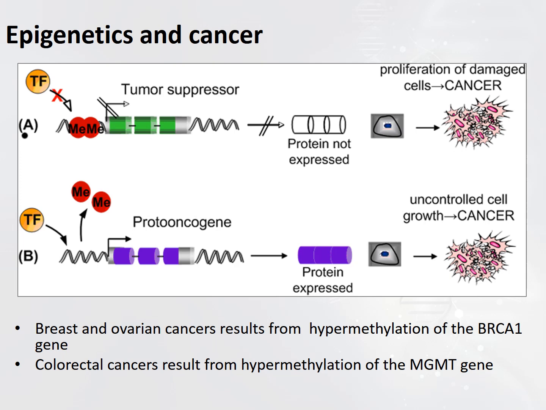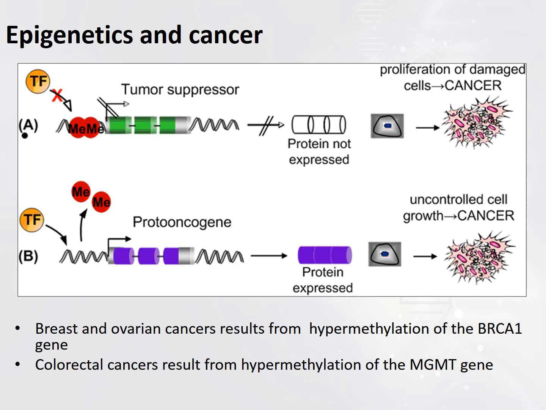The other situation that can occur is the demethylation of a proto-oncogene, which allows transcription factors to bind this promoter and allow the transcription of this proto-oncogene. And therefore, it triggers a series of events that will eventually lead to uncontrolled cell growth and cancer. There are two examples here where epigenetics can play a role in cancer formation. You don't need to remember them, but the two are in breast and ovarian cancer.